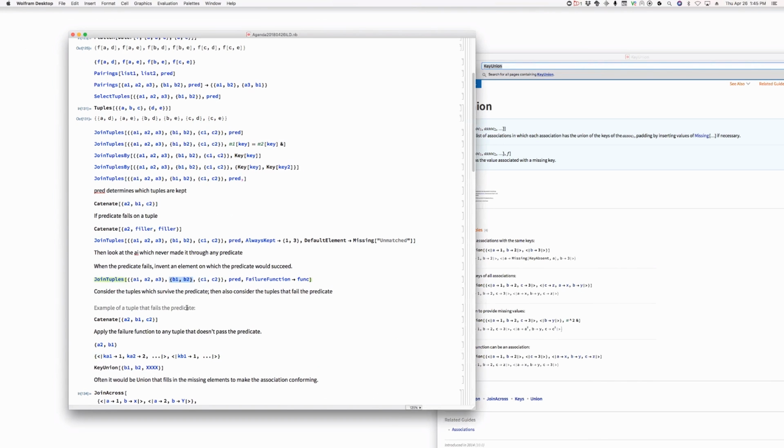So could there be missing? Okay. But you were saying the whole argument from Carlo was that some of those keys could be missing in one of the A sub I's.